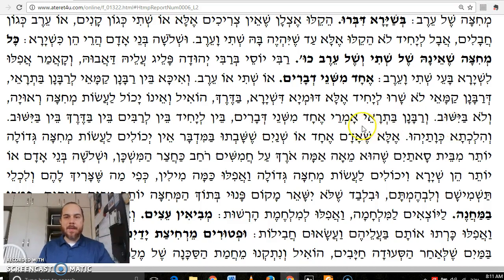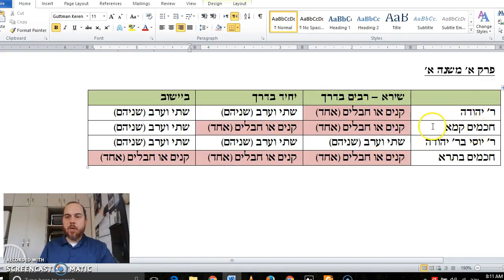V'Rabbanan batrai, but the second Rabbanan said, echad mishnei dvarim. One or two possibilities. Bein liyachid, bein lirabim, bein bederech, bein ba'yishuv. So let's go all four together. Let's see all four positions. The first Chachamim said, if you're in a shayara, then you can use echad, kaneo chavadim, shti o erev. If you're a yachid b'derech, also the same thing.